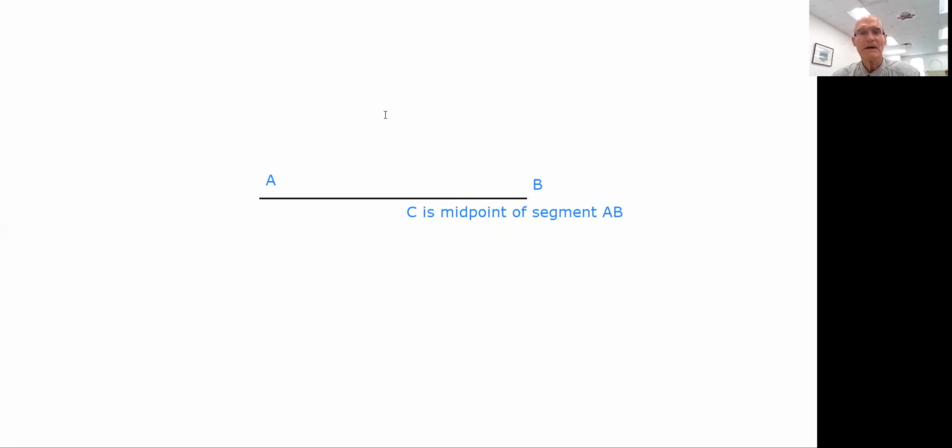Now, what that means, if I get the point here, right in the middle, this is point C, that means that AC equals CB. Now, if the coordinates of A here are -3, and then the coordinates of B over here are 7.